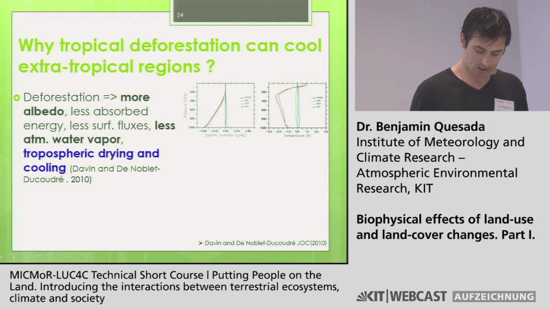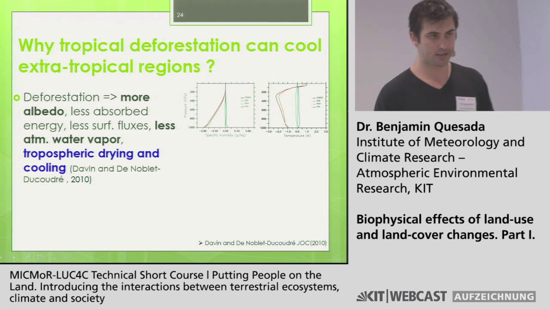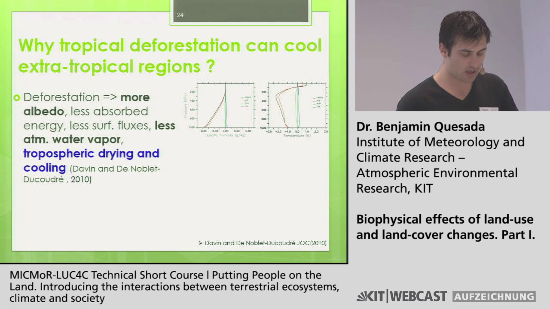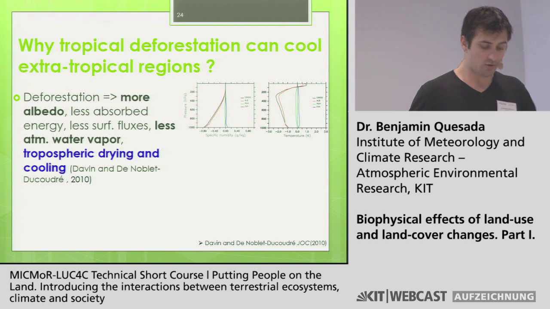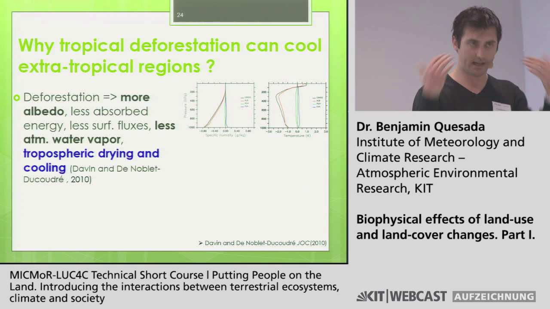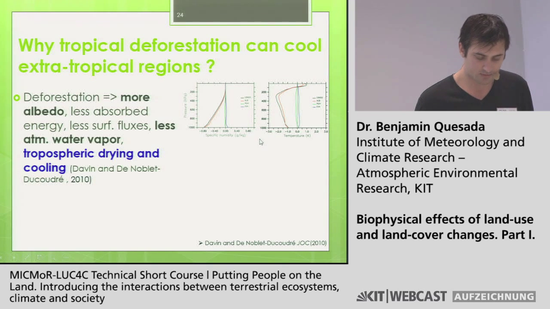So I said that the albedo effect could have some impacts elsewhere than in the deforested areas. This study is suggesting that tropical deforestation can also have some remote effects, can cool extratropical regions. So why? The deforestation gives us more albedo. So you have less absorbed energy, less energy to release as surface fluxes. So in general, in the column, you can have less atmospheric water vapor. This is what they show here, for example, for the specific humidity.